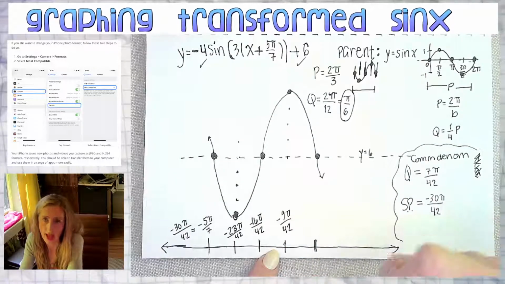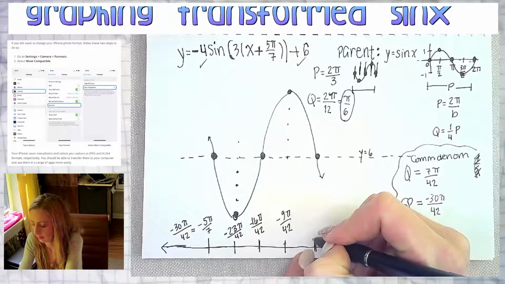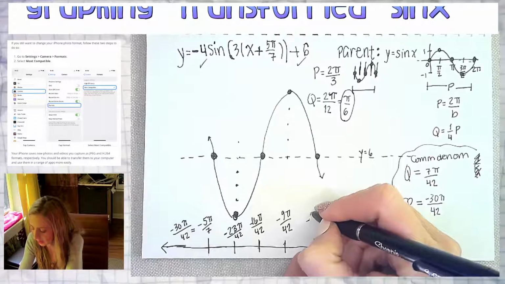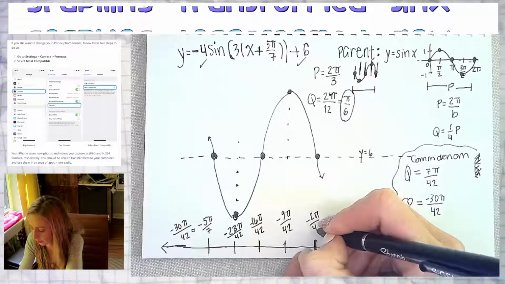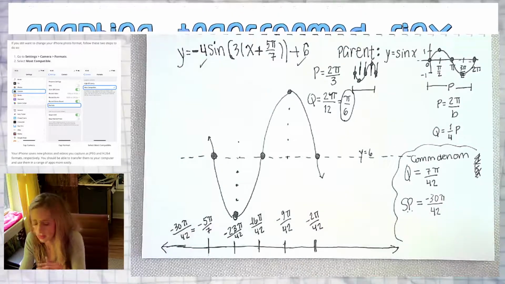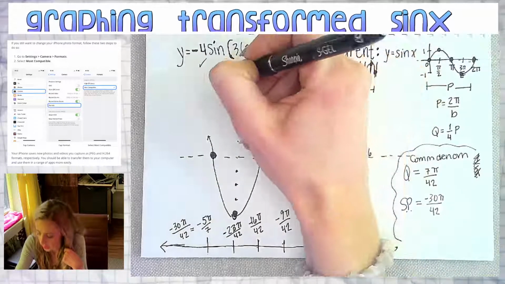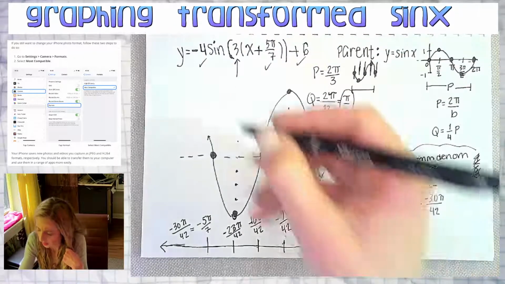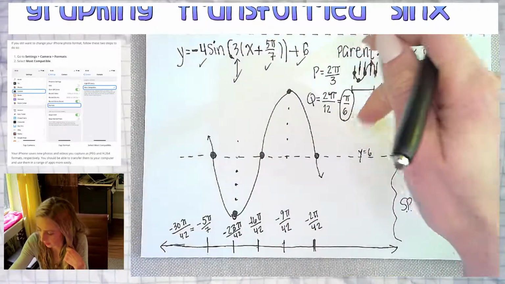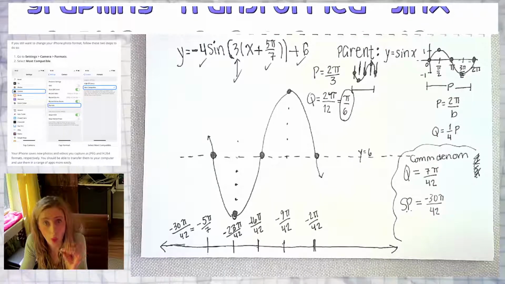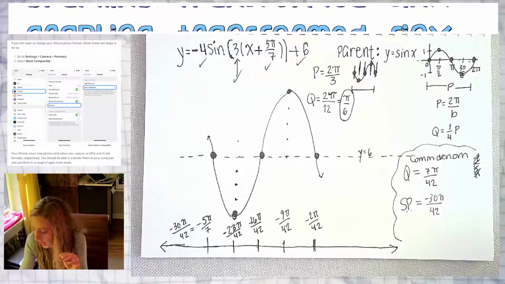-9π/42. Add another 7π/42, and we got -2π/42. That means if I want to go ahead now, and I took care of that, so that's done. If I want to go in now, and that's really taken care of because I used it for all this, and draw my y-axis, I could sketch that in.